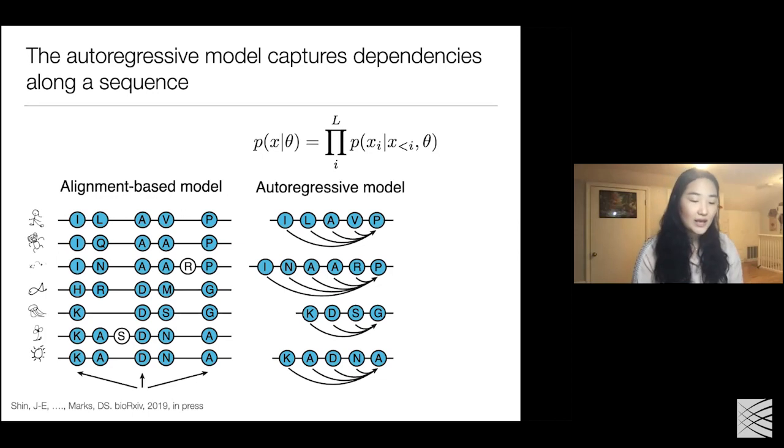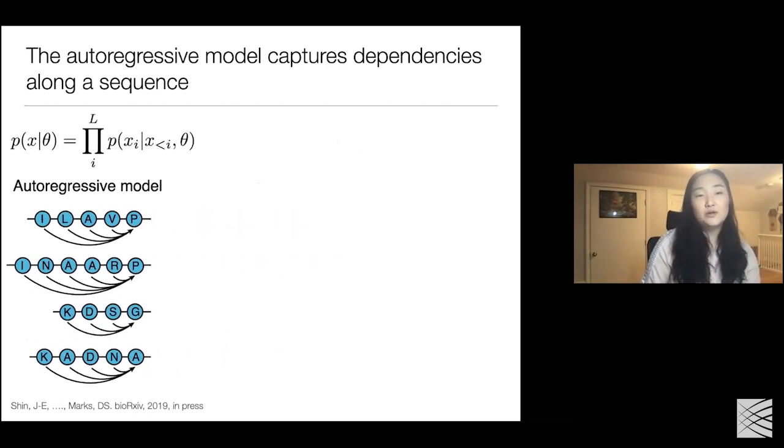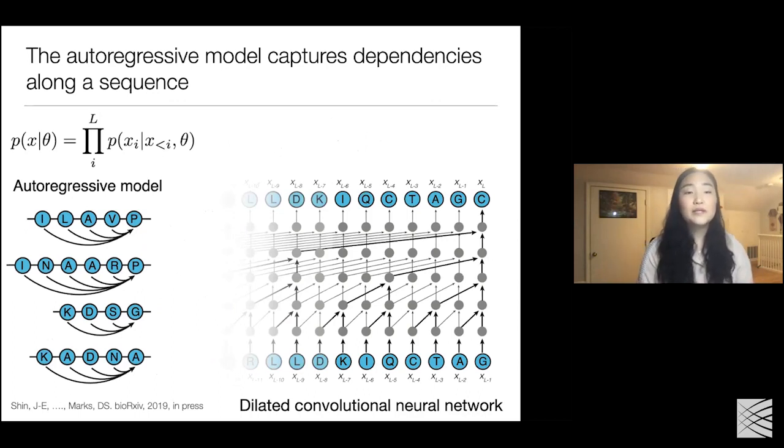If you're interested in more detail, I encourage you to check out Debbie's MIA talk from a while ago. And so you have the alignment-based models, which were the previous generative models that we as a lab had developed. And now the autoregressive model is not dependent on alignment. It actually decomposes the probability of a sequence into the probability of each residue given the residues that occurred before it. And we parameterize this network using a dilated convolutional neural network. And this just allows us to see further back in a sequence, deal with longer sequences while limiting the number of parameters that we use.